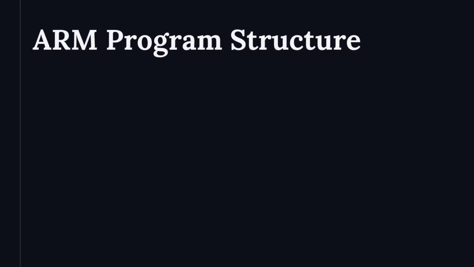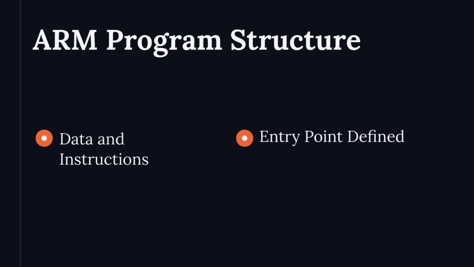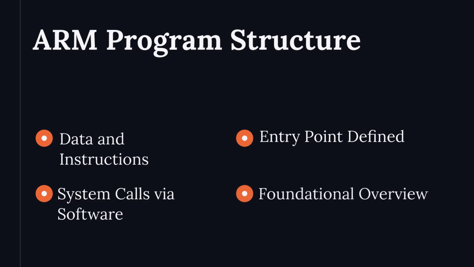An ARM program consists of sections for data and instructions. The entry point is defined globally and code execution starts there. System calls are made using software interrupts. Understanding the program structure is key for effective ARM programming. This section provides a foundational overview for beginners.